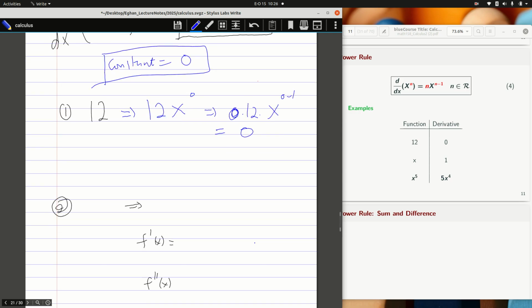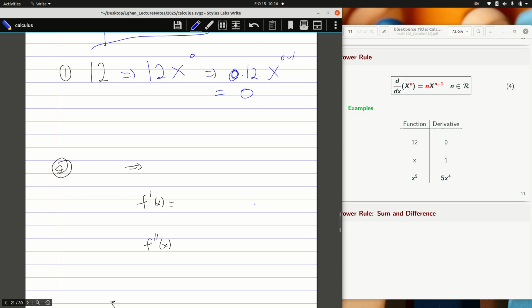Okay. Example 2, I have a function x. I want to find the first derivative. This is the same as x to the power 1, but we don't write x to the power 1, you know that. And so the first derivative gives me 1 multiplying here, x to the power 1 minus 1. What do you get?